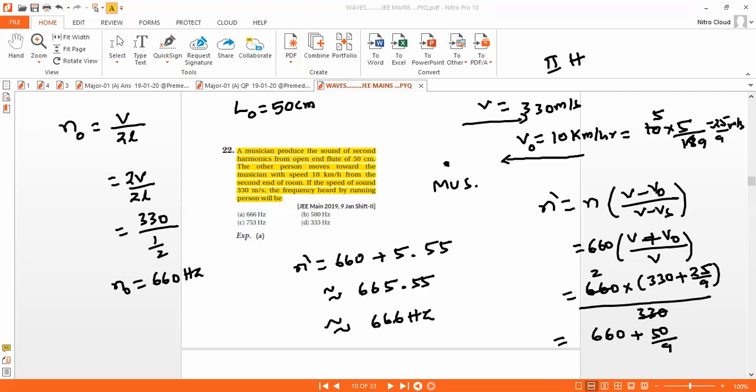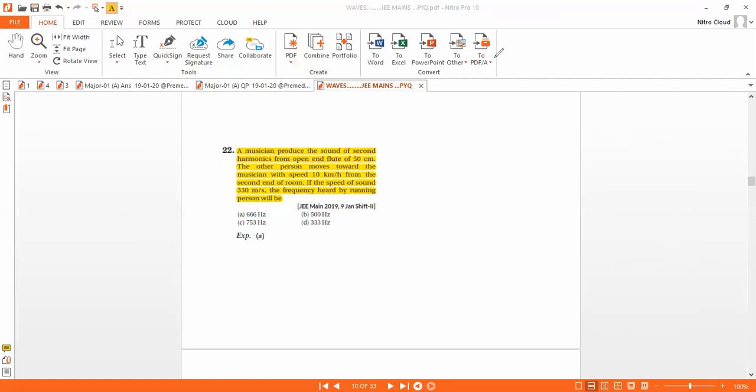Fine. Do the remaining questions. Otherwise, we will continue in the next class. Tomorrow is Friday. Next class also, we'll do numericals on this wave motion. Next class will be the last, and thereafter, we'll start with wave optics.